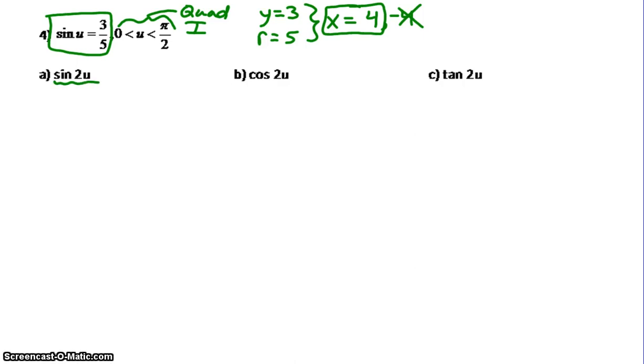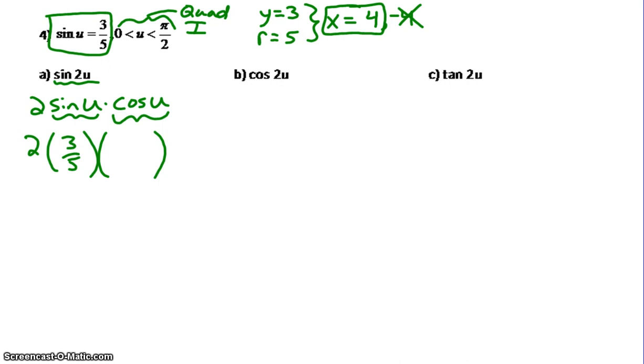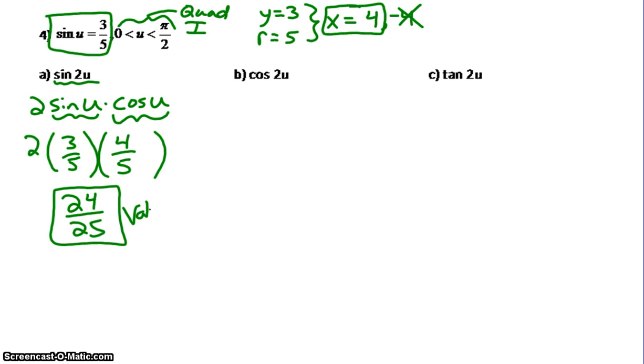Sine 2u, one more time, is 2 sine u times cosine u. And we can substitute in then, and we know what sine u is. That is equal to 3/5. We can figure out what cosine u is, x over r, which would be 4 over 5. And if we do the math real quickly, we end up with 24/25, or 24 over 25. And again, remember, we're finding a value, not an angle.